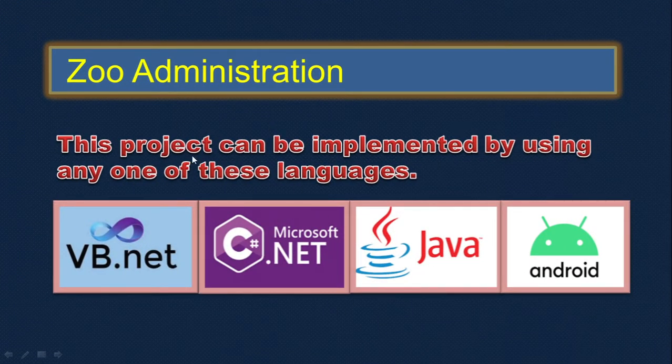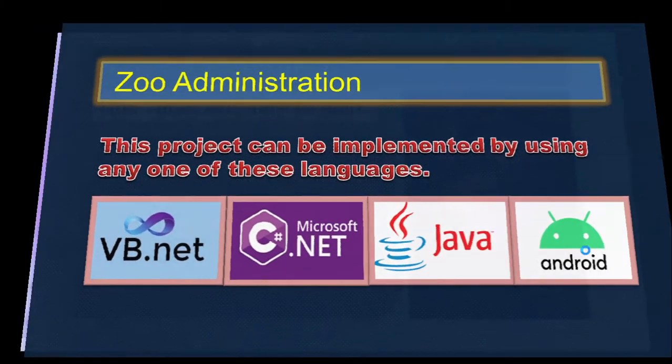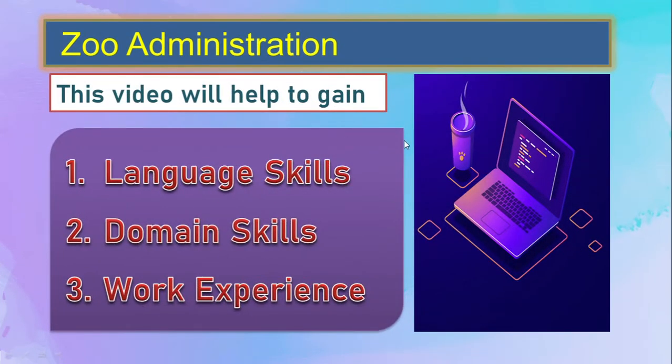So now let's come back and talk about Zoo administration. This project we show you in VB.NET, but still you can write it in C Sharp, Java or Android. So what are the advantages you will get by watching this video or by doing this project? You will get language skills, that means how to do it in VB.NET. Domain skills, particularly for whom you are doing the project. Here we talk about the Zoo.